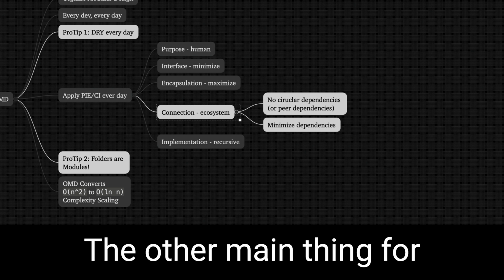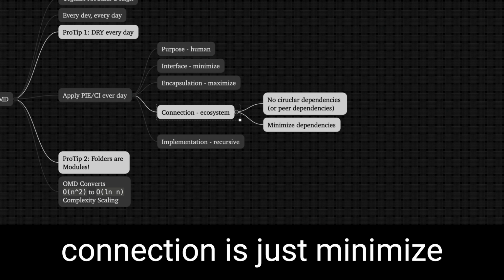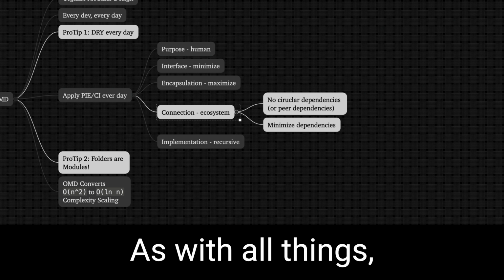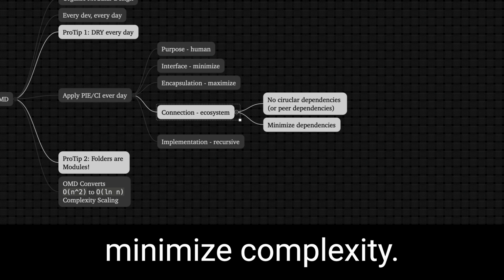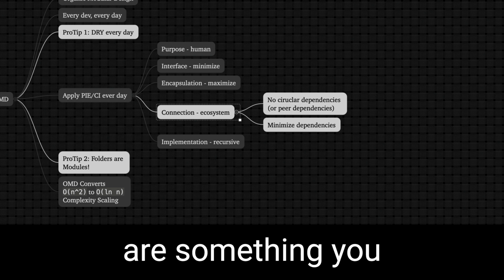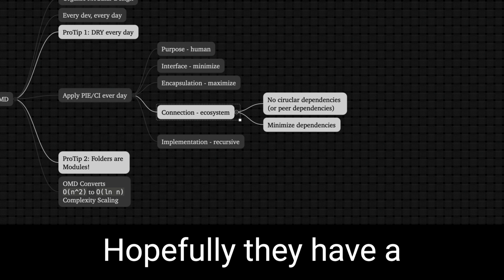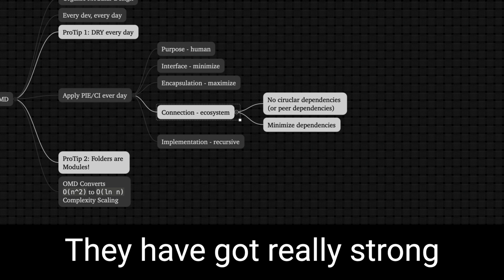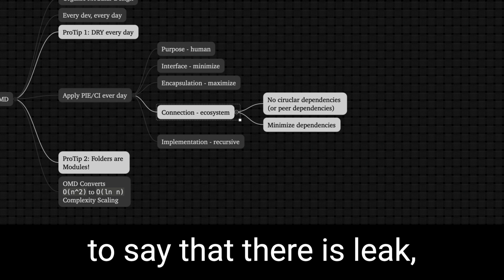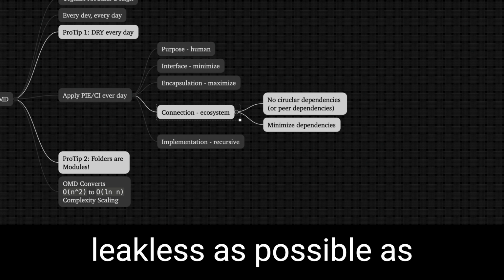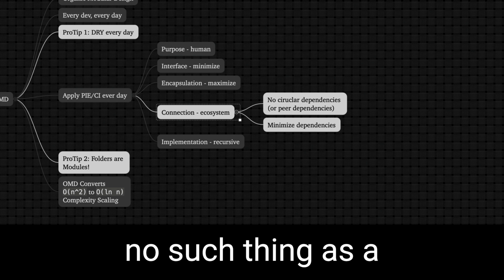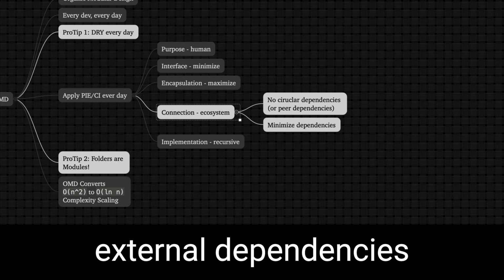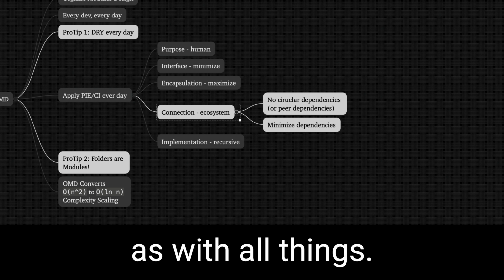The other main thing for connection is just minimize your external dependencies. As with all things, you're trying to minimize complexity. External dependencies are something you don't have control over. Hopefully, they have a really strong interface to implementation. They have really strong encapsulation, which is to say that they're as leakless as possible as abstractions, but there's no such thing as a totally 100% leakless abstraction. You want to minimize your external dependencies as much as possible, as with all things.